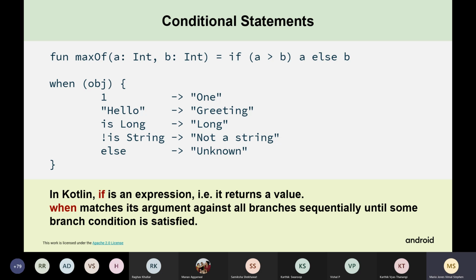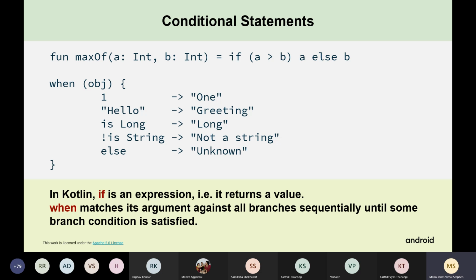In Kotlin, if is an expression. It's not a statement, unlike C, C++, Java. It's an expression which returns a value. As you can see in the first line of code, the function max of has two variables a and b. As you can infer, its aim is to return the value which is greater.